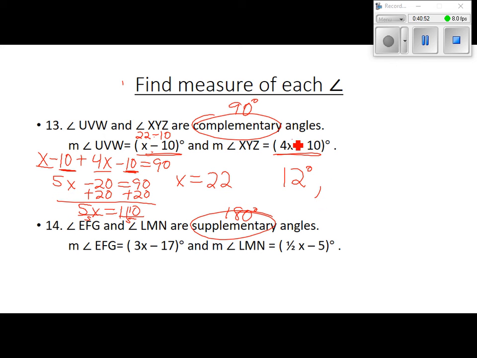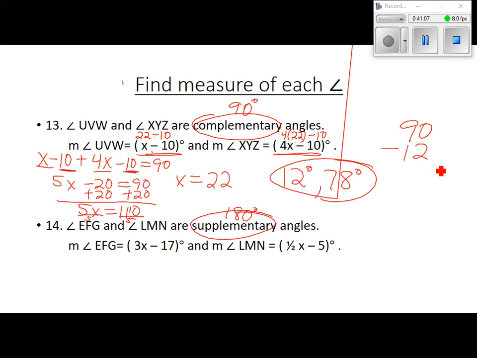Plug it in over here. You get 4 times 22 minus 10. 4 times 22 is 88. 88 minus 10 is 78. Some of you are probably saying, why'd you plug that in? Why didn't you just subtract 90 minus 12? You could have done that also, and you should have got the same answer. So 12 and 78.